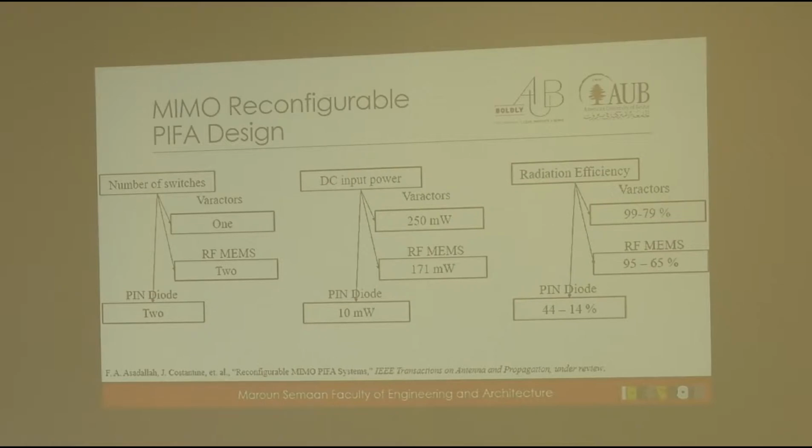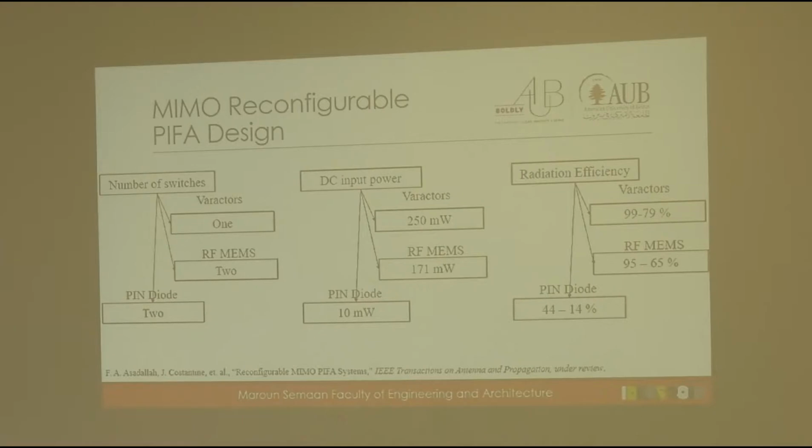Whereas the radiation efficiency of the antenna is between 99 and 79% when you are using a varactor inside this radiating antenna. However, it drops down to between 44 and 14% when we are using diodes. So if you want to think about it, which switch should I use? It's really depending on the application.